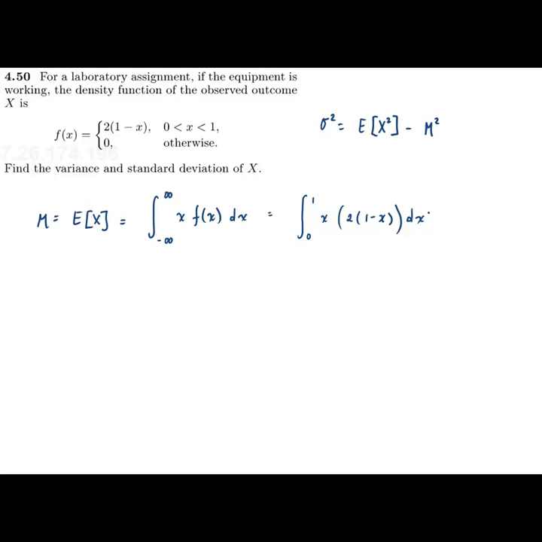Is that clear? Okay, so the only thing you have to do is to multiply your density function times x and then solve the integration. So in this case, we have this is equal to 2 times the integral from 0 to 1 of x minus x squared dx. And solving this integration, you get 1 over 3.